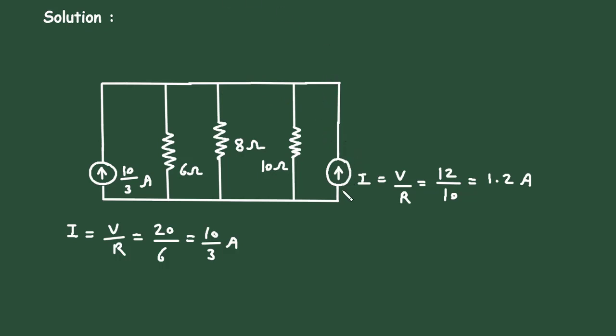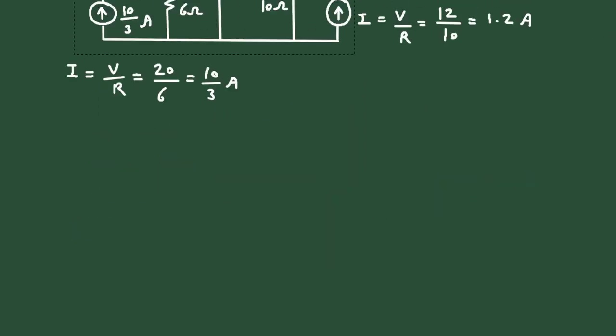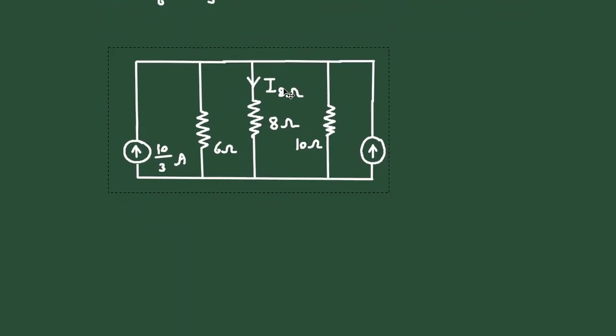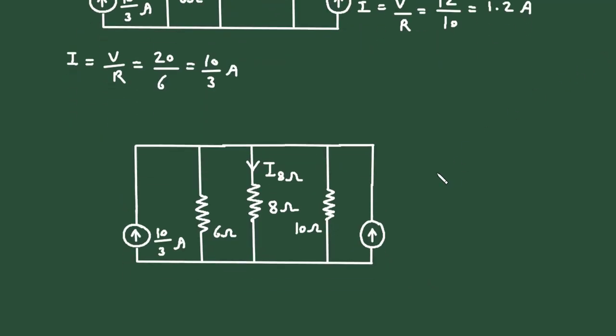Here we can see this current source and this current source are connected in parallel. Also this 6 ohm and this 10 ohm are connected in parallel. We will keep this 8 ohm as it is because we have to find the current through the 8 ohm. So again let's copy this circuit from here. And this time again we will write this current source value, that is 1.2 ampere, here.